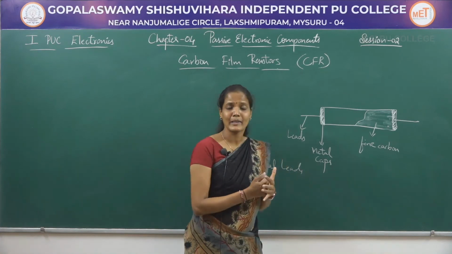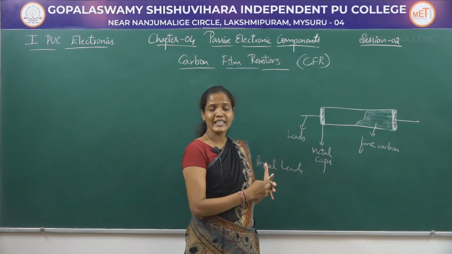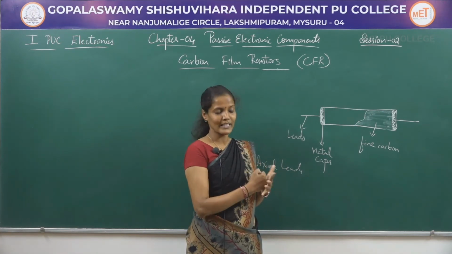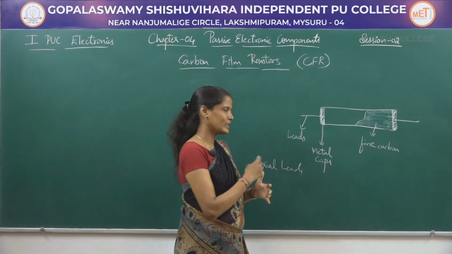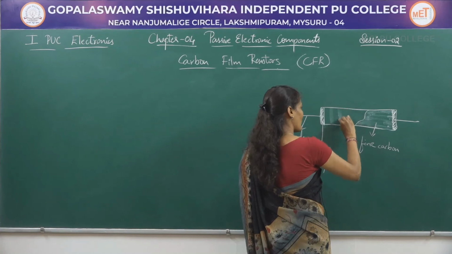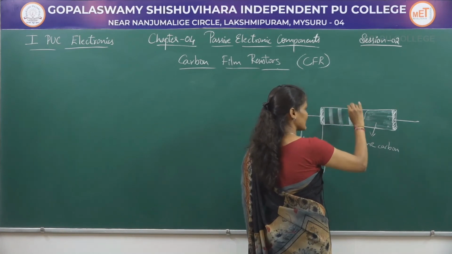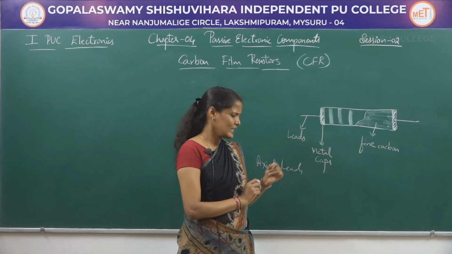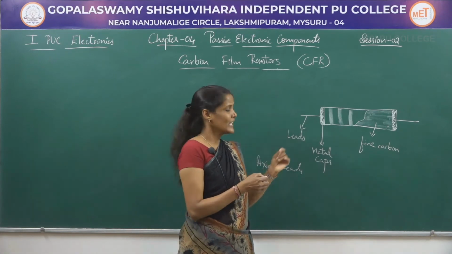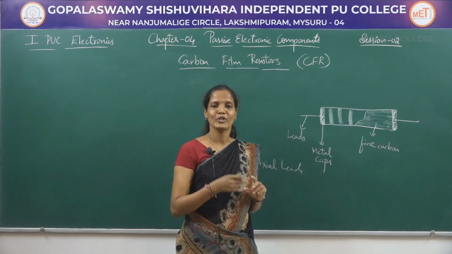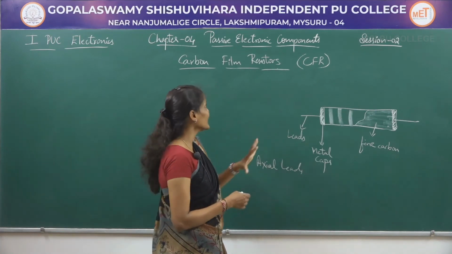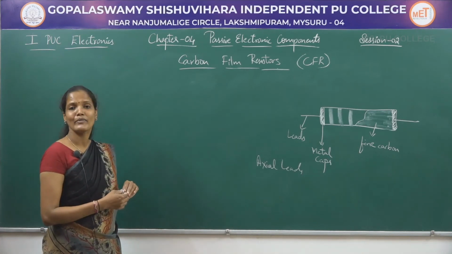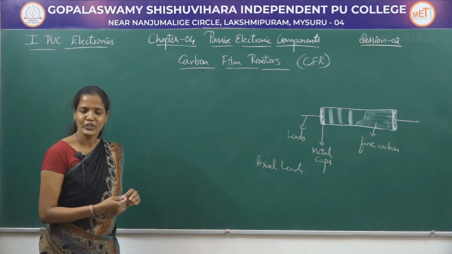After the carbon particles are deposited on the ceramic rod, the non-conducting material will be coated on the surface of this resistor element for insulation as well as for providing mechanical strength. After that, color bands will be coated on the surface of this resistor to specify its resistance. Since these resistors are very, very small in size, they use these color bands to indicate the resistance value. So carbon film resistors are made up of carbon particles, hence it is called a carbon film resistor, which is also called a carbon composition resistor.